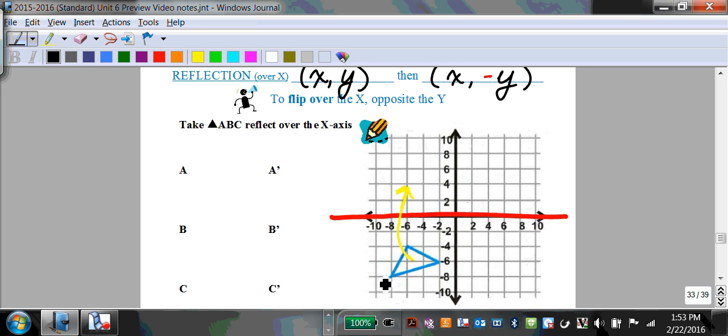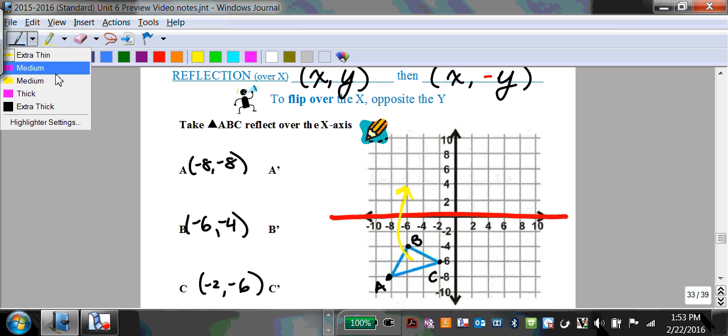I didn't really label ABC. I'm just going to work left to right. So we're going to make that A, B, and C. And it goes like this.